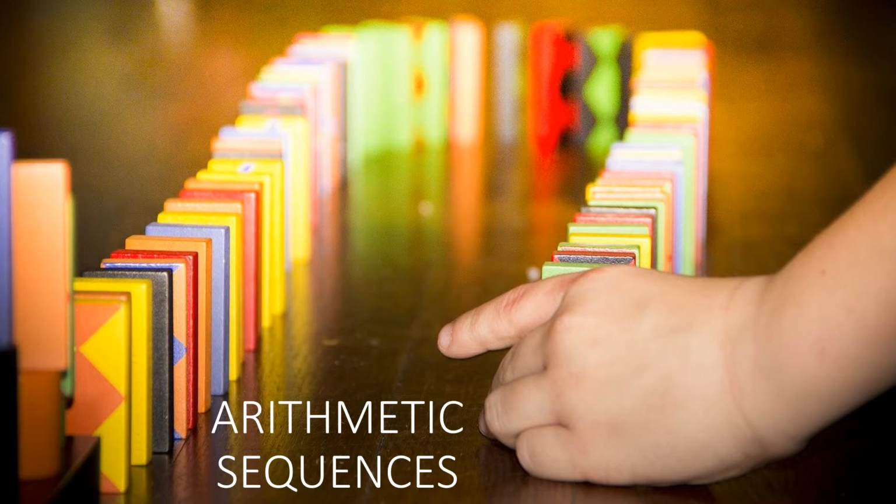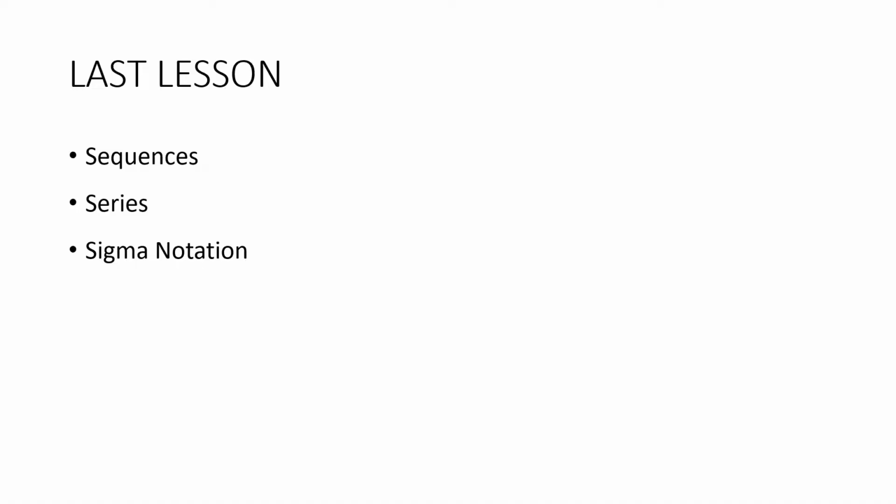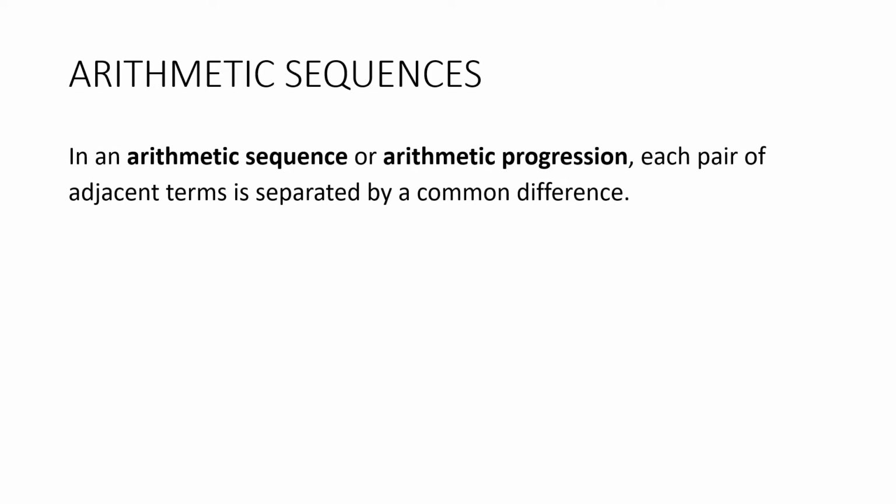In this lesson we're going to look at arithmetic sequences. The last lesson we learned what sequences are and what series are, and we learned about sigma notation. In an arithmetic sequence, we sometimes call that an arithmetic progression, each pair of adjacent terms is separated by a common difference. Now what does that mean?